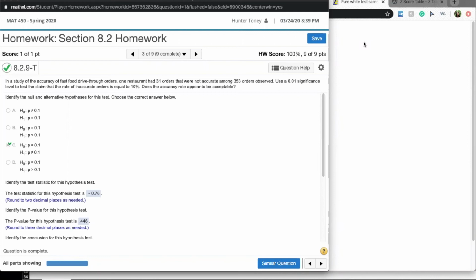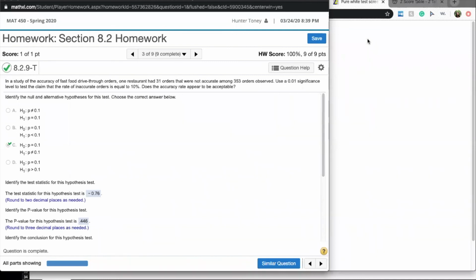So, for this problem, they say in a study of the accuracy of fast food drive-through orders, one restaurant had 31 orders that were not accurate among 353 orders observed. They want us to use a 0.01 significance level to test the claim that the rate of inaccurate orders is equal to 10%. And then, does the accuracy rate appear to be acceptable?